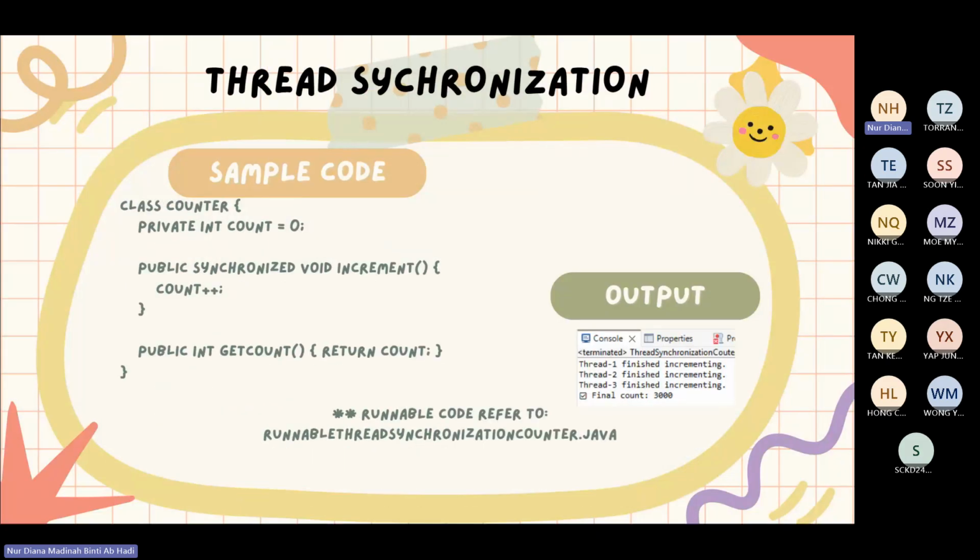Okay, so next, thread synchronization. When we talk about synchronize, it means that they are using a keyword to ensure that the variables can be modified by only one thread at one time. Okay, so let's see about thread synchronization. What will happen?